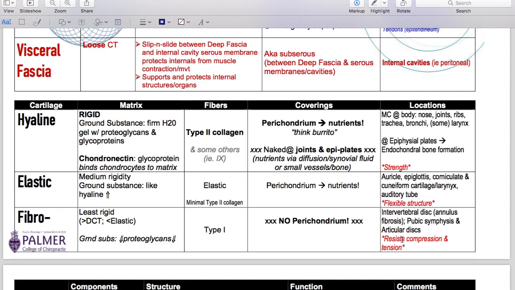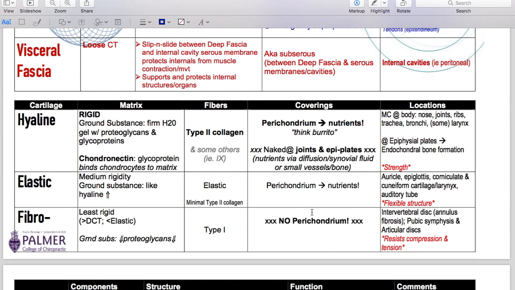So what does it do? The big thing is that it resists compression and some tension too, but especially compression. In red is the main idea of each one. Be able to, on a multiple choice, recall and choose the most common fiber type. For sure know this one, you guys. Type 2 collagen is going to be associated with hyaline cartilage, and the upright vertical lines of the Roman numeral 2 and the H is a no-brainer thing to help get you there.